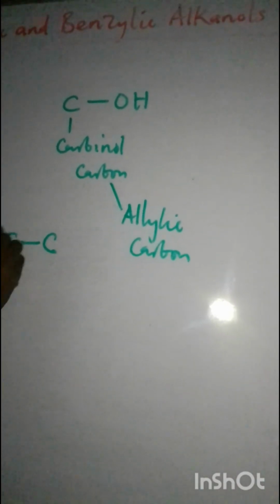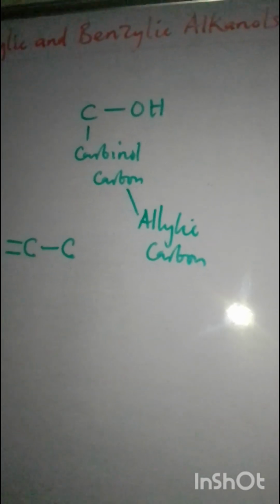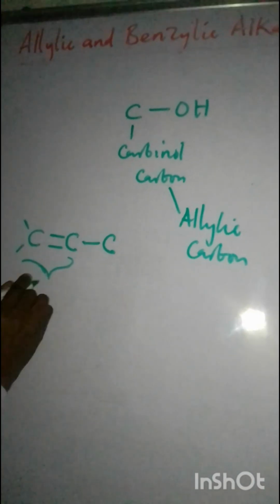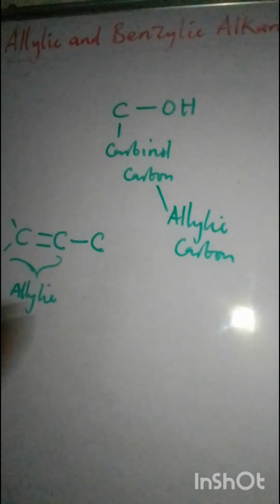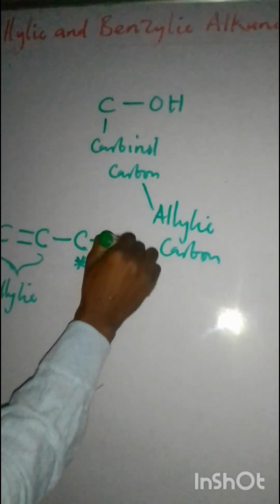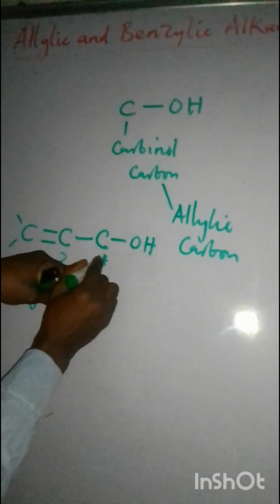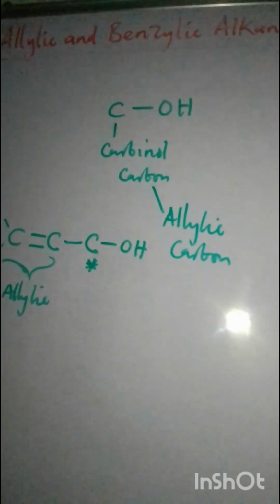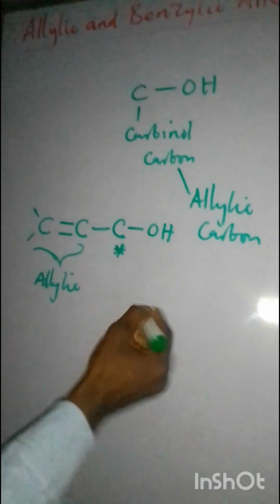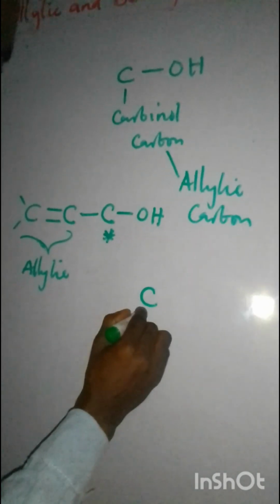An allylic carbon is a carbon that is directly bonded to a group known as the allylic group. This group is known as the allylic group. And this carbon, which is supposed to be the carbenol carbon, is now called the allylic carbon because it is bonded to the allylic group. While a benzylic alkanol is an alkanol whose carbenol carbon is benzylic.